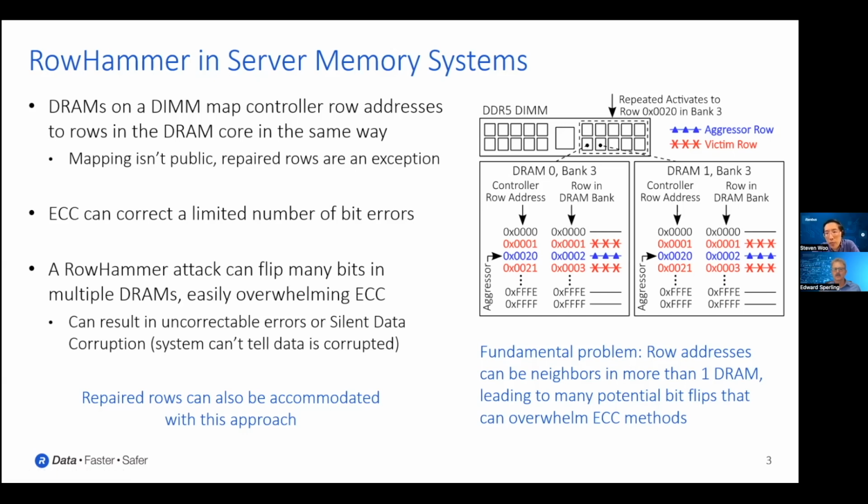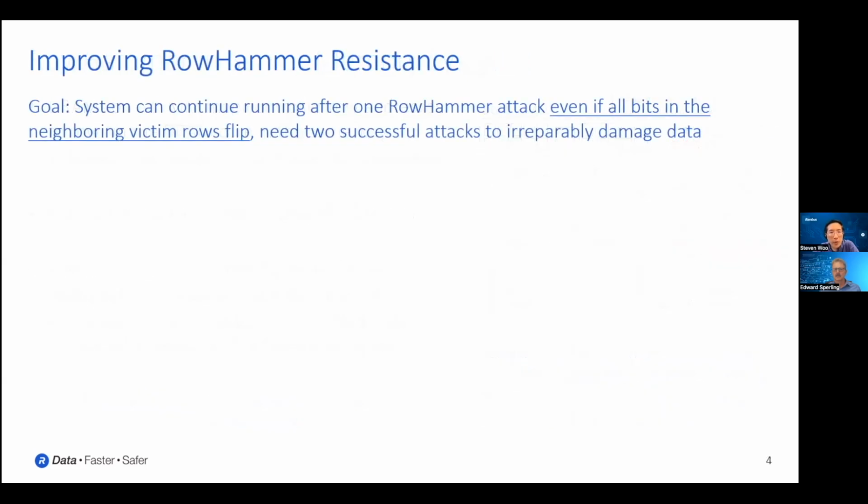What we're going to do now is we've got methods of ECC, of error correction, that are in the field today. What we really want to do is use those methods. So we want to leverage the error correcting capabilities that are already in the field so we don't have anything new to enable, but we want to fix this problem of having too many bits that potentially can flip. And so our goal is to allow a system to keep running even after one successful row hammer attack, even if all the bits in the neighboring victim rows have flipped. And we want to make it so that you have to have at least two successful attacks to irreparably damage the data and cause something bad to go on.